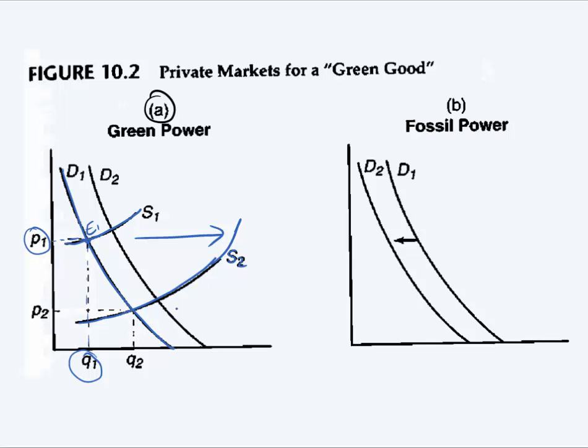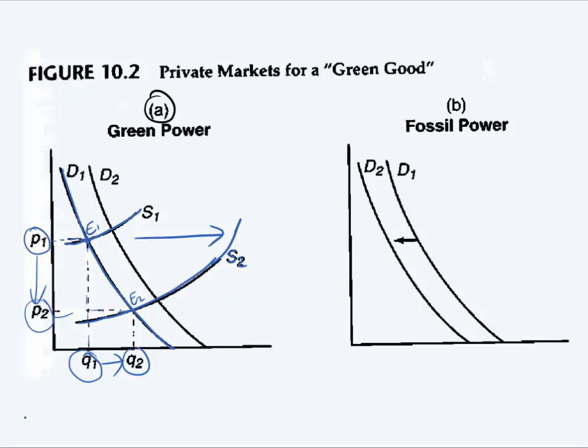Now we are at a new equilibrium. Now we are at an equilibrium called E2, meaning where the demand D1 and the new supply curve S2 crosses. And now you can see that due to the improvement in technology, the price of green power decreased and the quantity we produce increased.